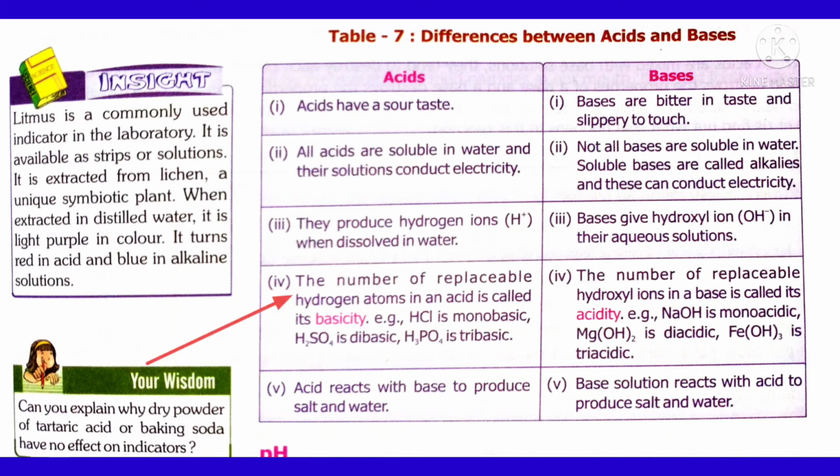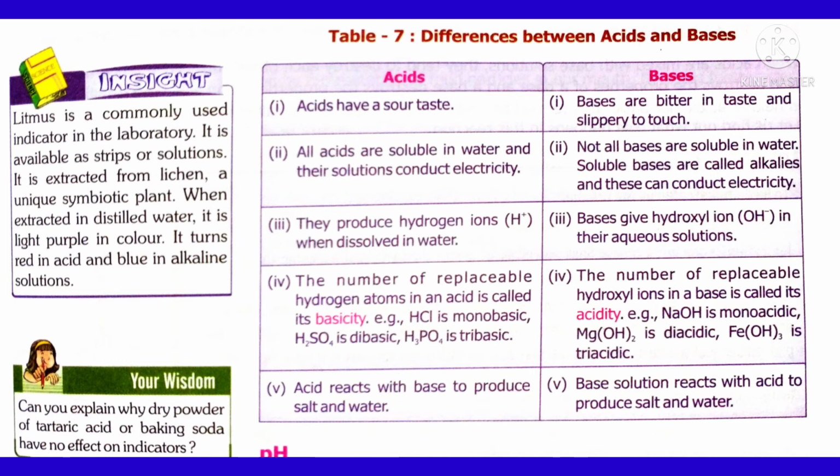Basicity means the number of replaceable hydrogen atoms from the acid. In HCl, only one hydrogen atom is replaced, so it is a monobasic acid. In H2SO4, 2 hydrogens are replaced on adding water, so it is dibasic in nature. Like this, phosphoric acid is a tribasic acid.